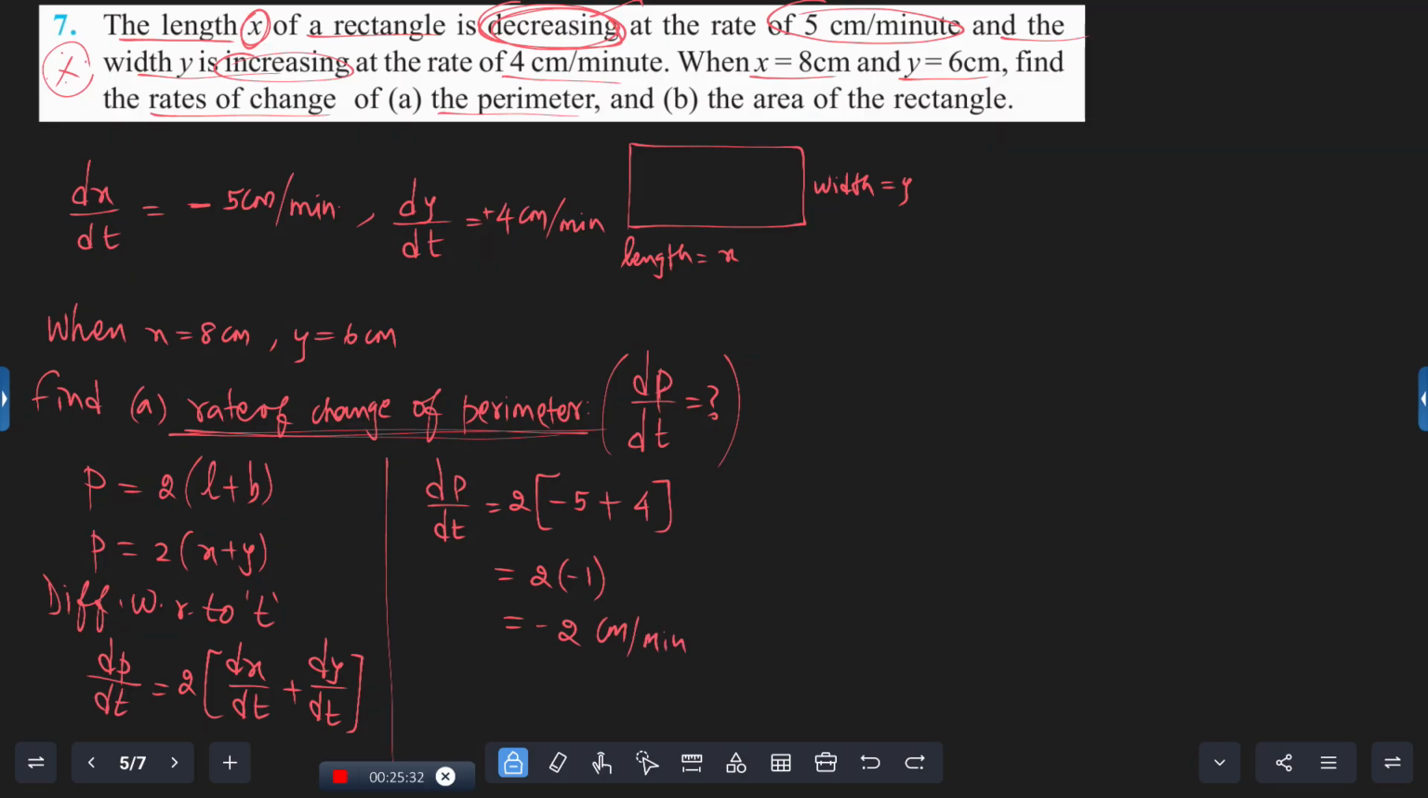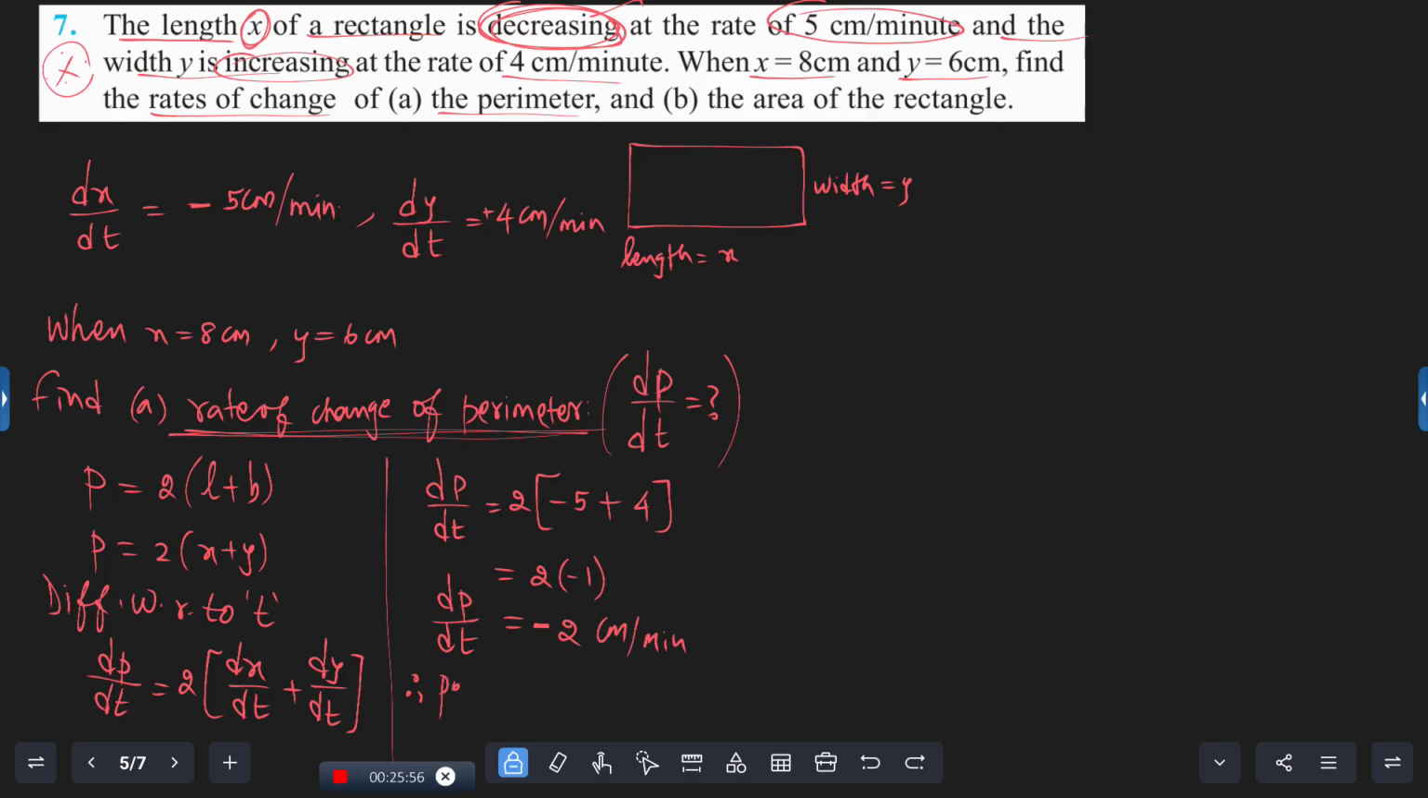Sir, the answer we are getting is negative. If the answer is negative, what does it mean? Decreasing. The perimeter is decreasing. So finally, therefore, what can we write for the rate of change of perimeter? Decreasing at the rate we will write.